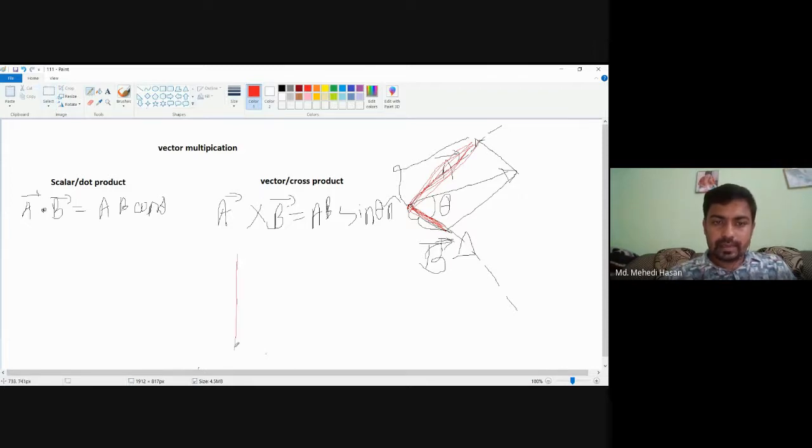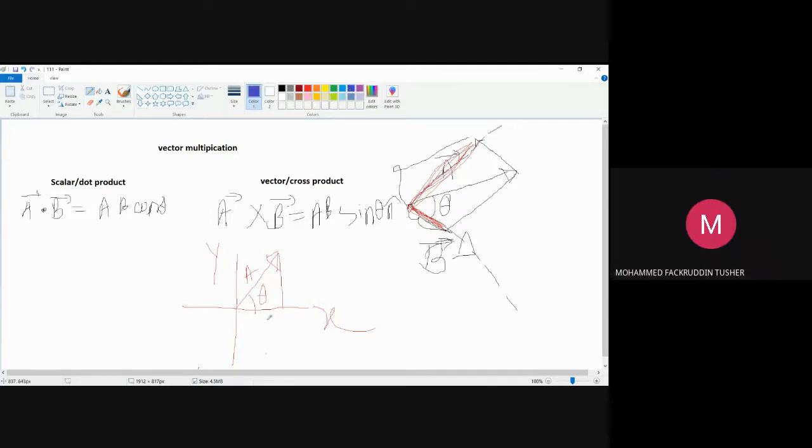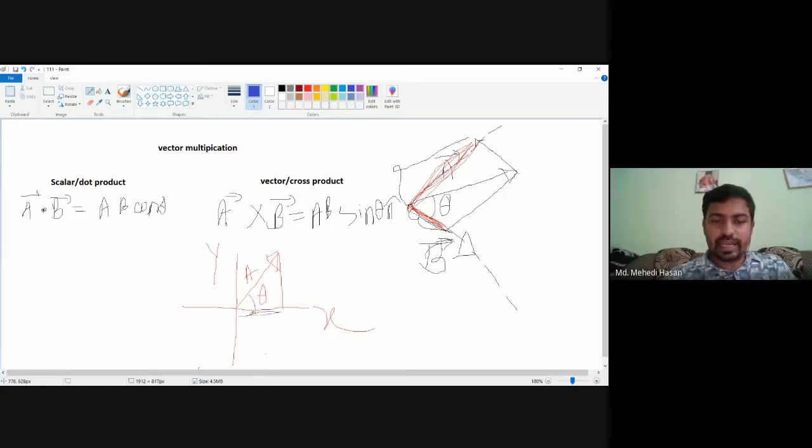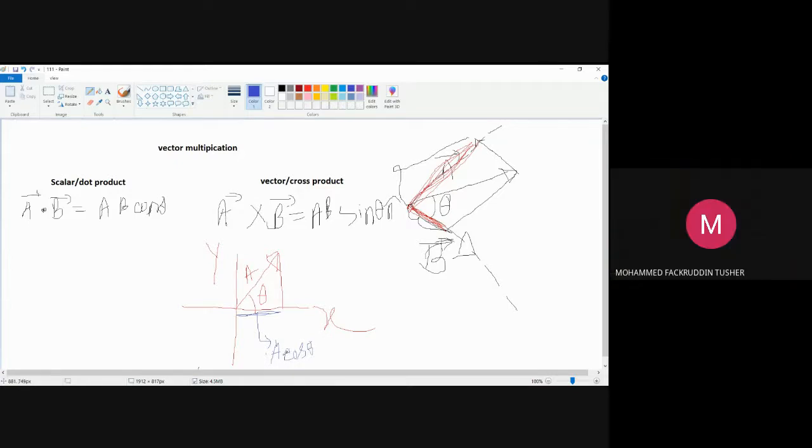Say the xy coordinate is given, and this vector is vector a. If this angle is theta, what do we call the component in this direction? This part is a cos theta, which we call the component along the x-axis, right?